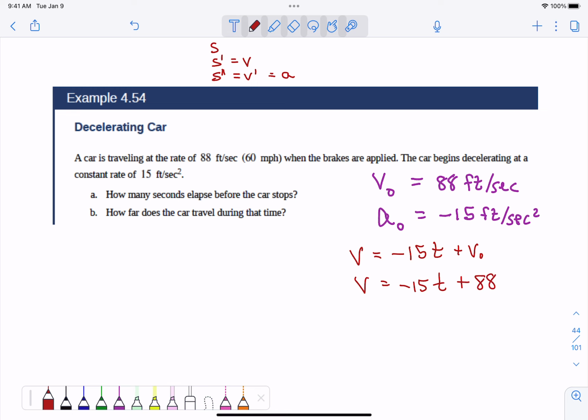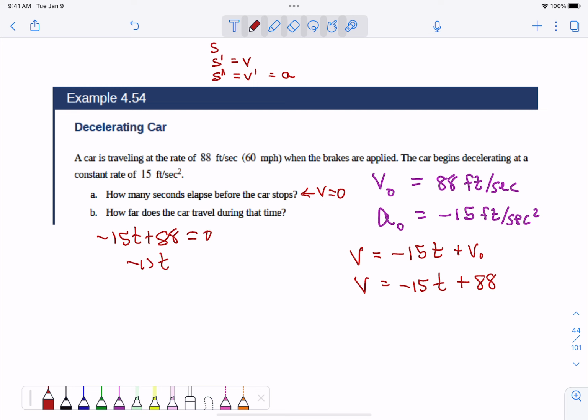Okay, now let's think about what's happening. They want to know, when does the car stop? The car will stop when the velocity equals 0. So this question right here is really velocity equals 0. So when does this equal 0? That's pretty easy. So we're going to go velocity, negative 15t plus 88 equals 0. And we're going to solve it.